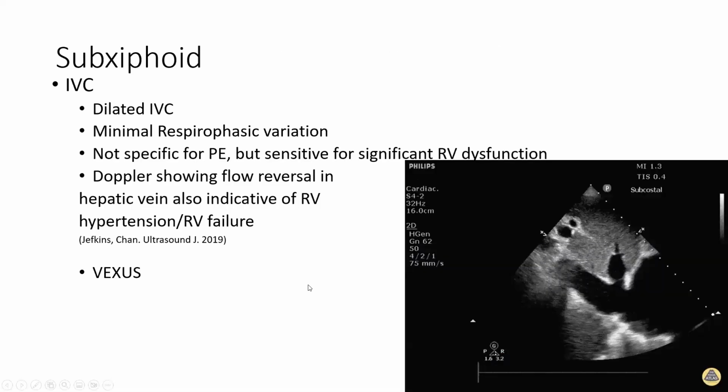All right, so we've done parasternal long axis, parasternal short axis, apical 2 and 4 chamber views. Now we're going to move to a subxiphoid view.